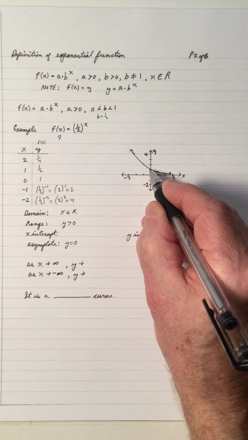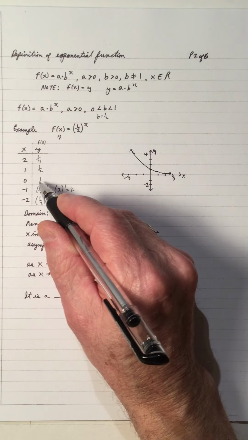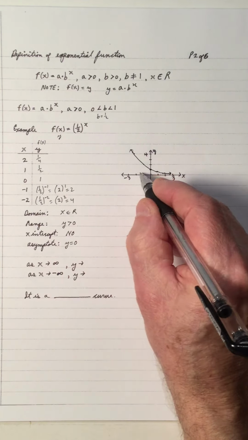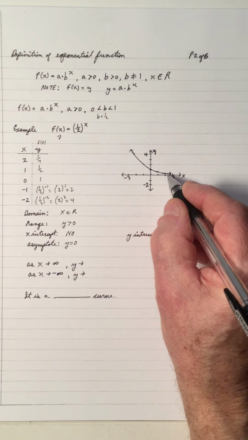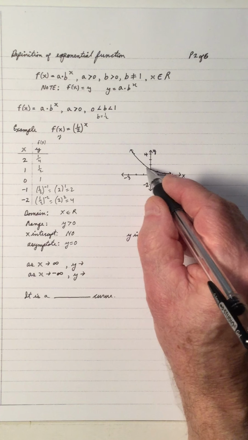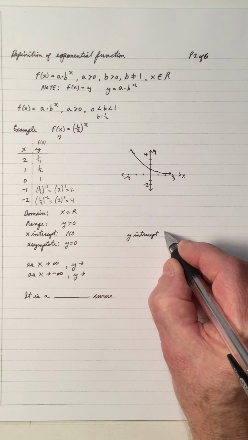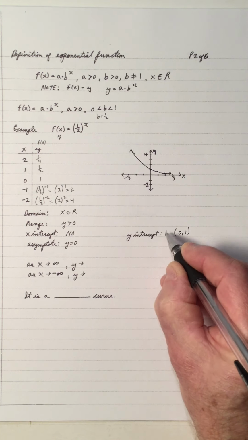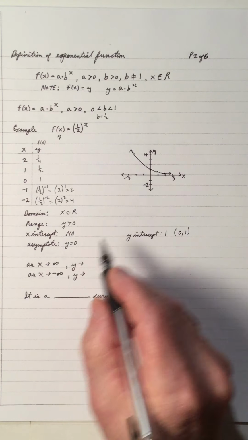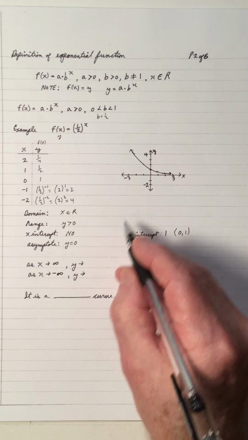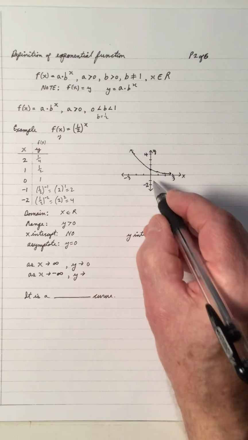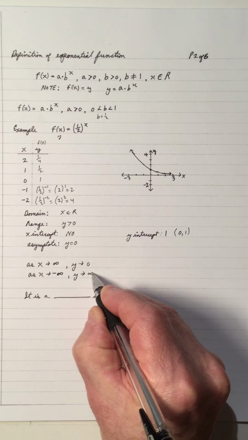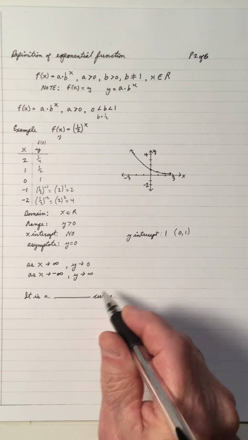The x-intercept is 1. When x is 0, y is, I said the x-intercept. There are no x-intercepts because all the values of y are above 0. But the y-intercept is 1. That's the point when x is 0, y is 1. So the y-intercept is 1. As x goes to infinity, y is going to 0. As x goes to negative infinity, the y value is going to infinity.